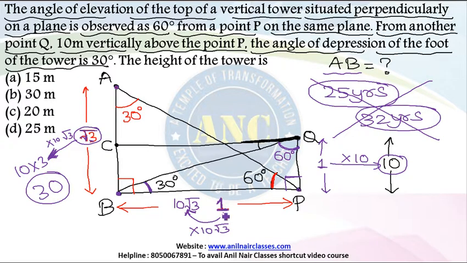So 1 should become 10 root 3. This 1 is the value which I got from this triangle ABP. So all the values which I wrote for that same triangle ABP, multiply by this multiplying factor 10 root 3. The other value which I wrote for the triangle is root 3. That also multiply by 10 root 3. 10 root 3 into root 3 is 10 into 3, 30. Answer is 30. Simple way of solving. I hope you are understanding, sir.